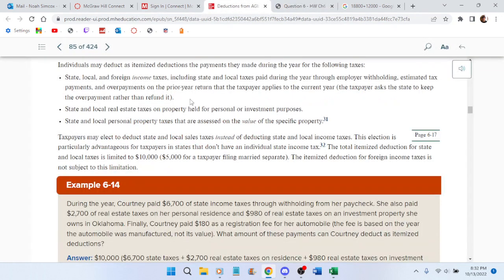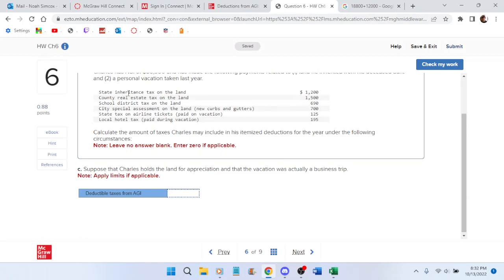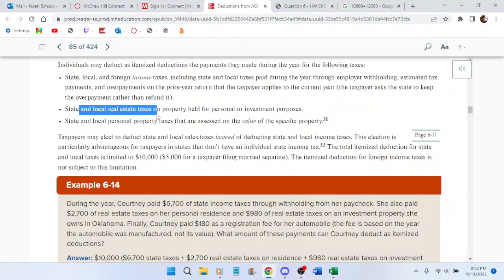Does that mean he held it for investment purposes? What purposes can you hold land for that do not count? Plus, these are all different types of taxes. It says inheritance tax, estate tax, school district tax. I don't know, do those all fall under this category or not?